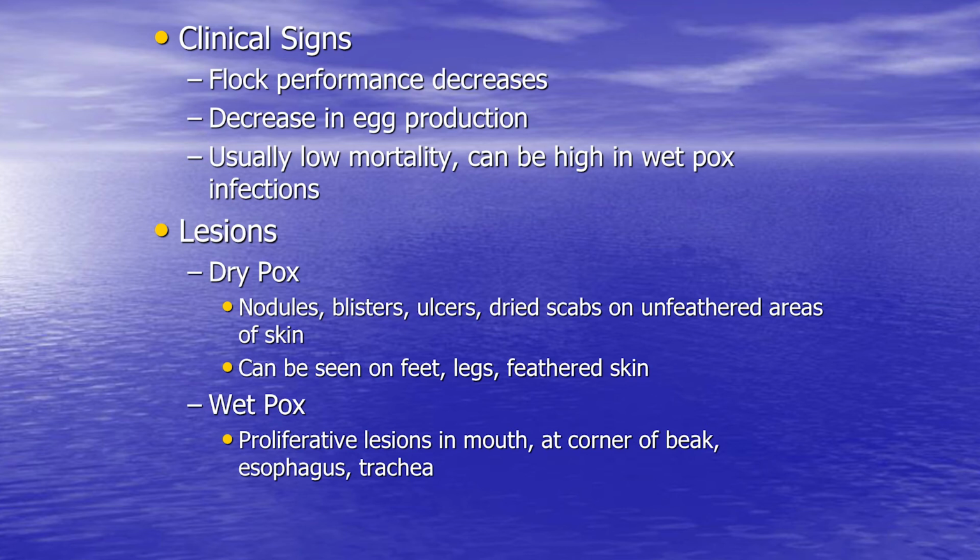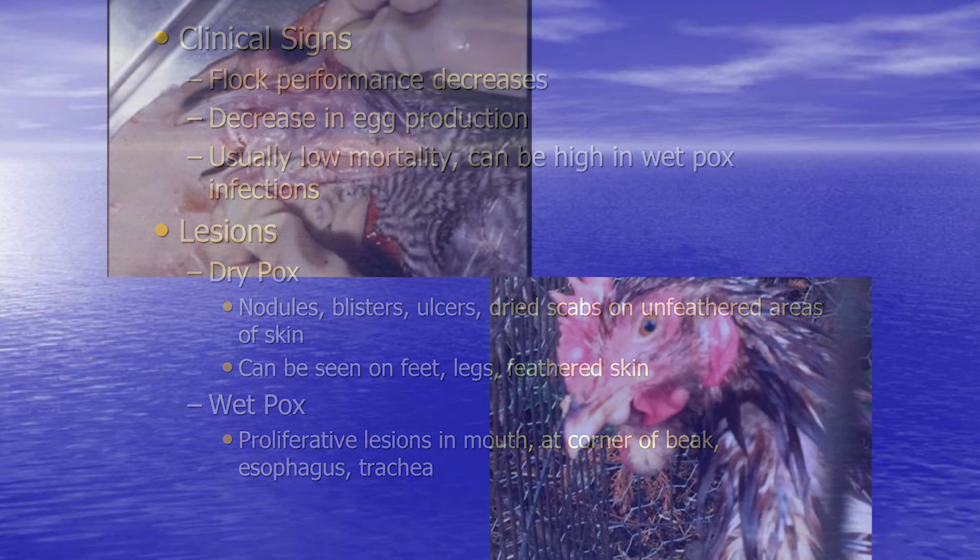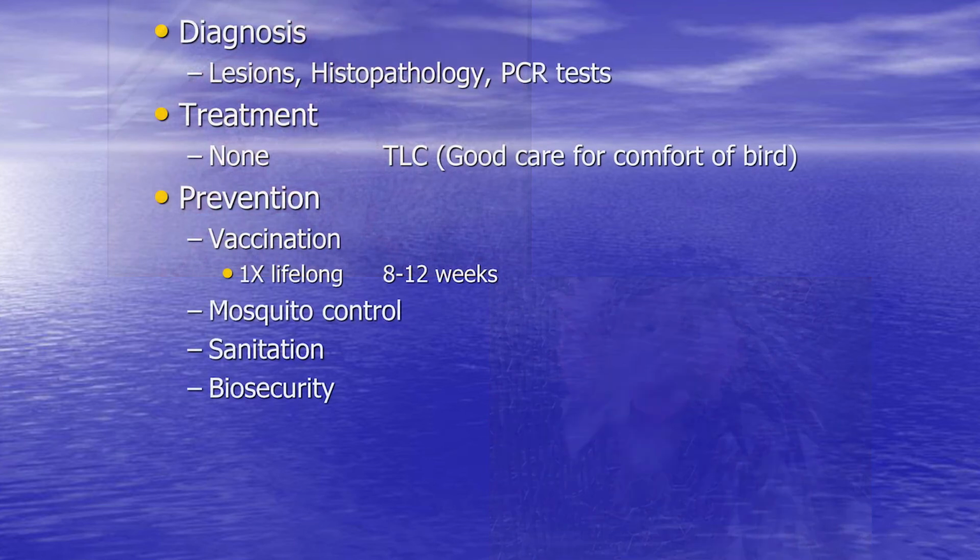So a little different. This one is more blisters and dried scabs. This one is a huge proliferative lesion down in the throat. Here we have an example of it. Here's a chicken that's got some of these little lumps and bumps on the comb. And here, looking at this, we've got this down in the throat. With the wet pox, sometimes those lesions will get to the extent that the bird cannot eat or drink.